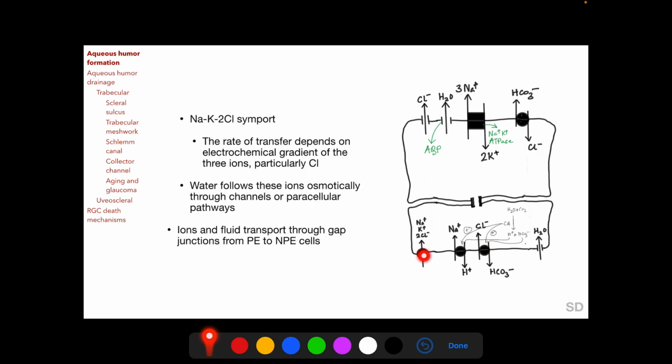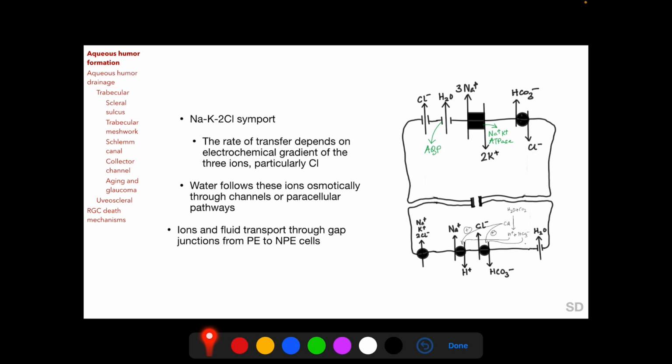There is another symporter which transfers sodium, potassium and 2 chloride ions from the ciliary stroma to the pigment epithelial cells. Water enters the pigment epithelial cells through channels following the osmotic gradient created by transfer of these ions from the ciliary stroma to the pigment epithelial cells.